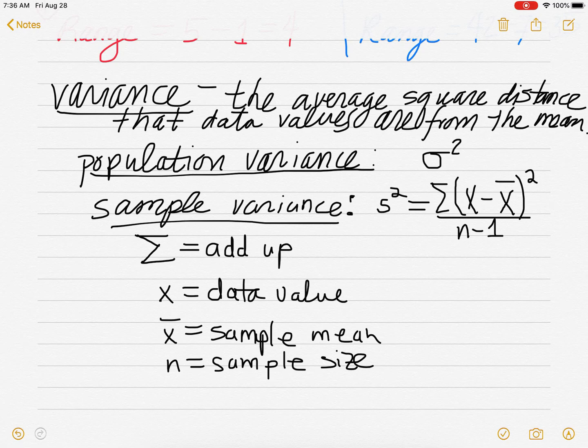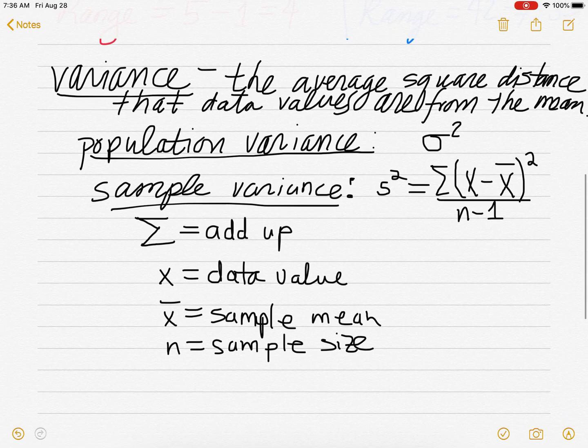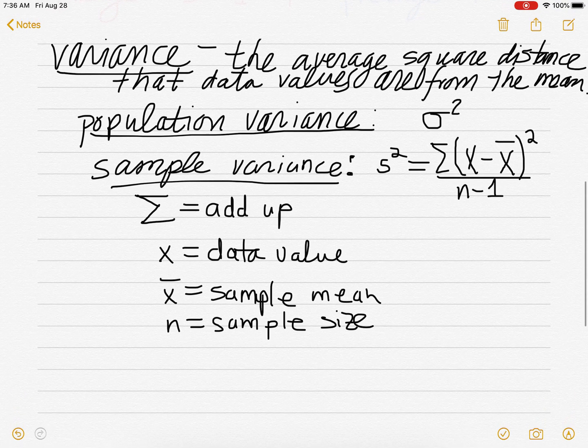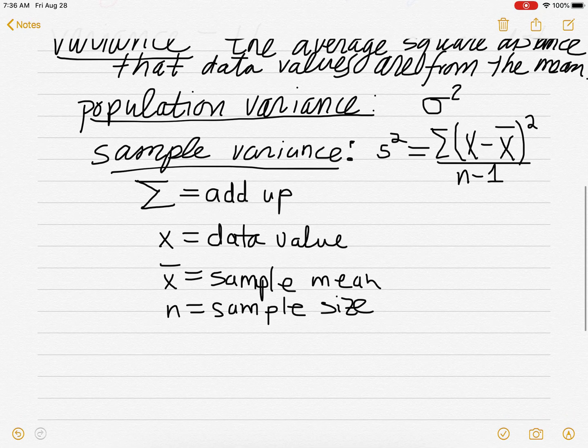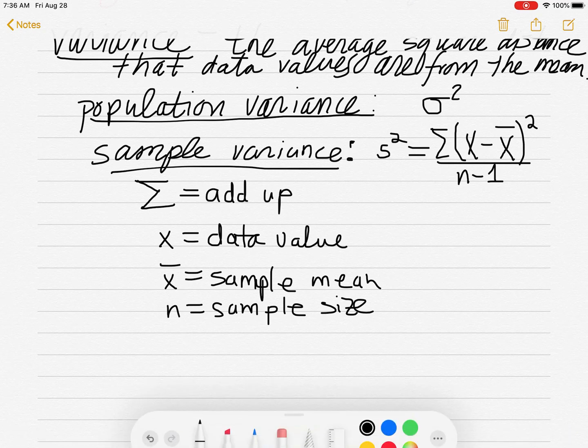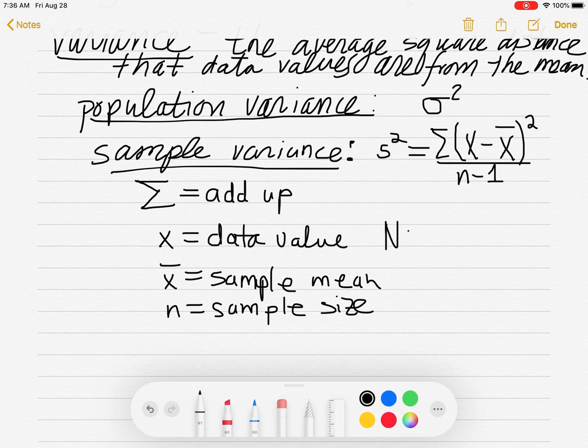All right, so the thing about sample variance is when you calculate it, it's going to be in square units. So here's a little note: variance is going to be in square units. It turns out to be in square units because you do that square there. This square right here guarantees you're going to have square units.